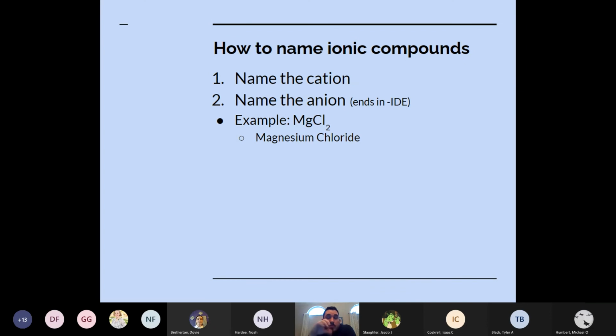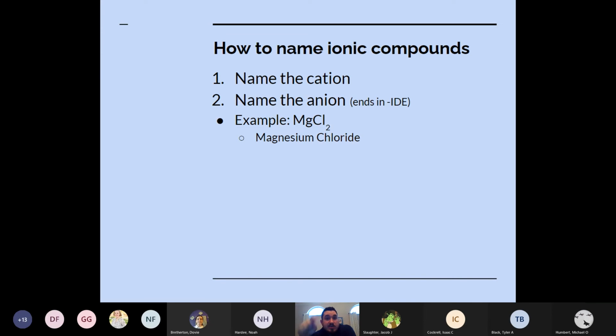Cation is going to be your metals. The metals are always going to be a positive ion. They're going to lose their electrons. That is what makes metals metals, the fact that they lose electrons. That is the definition of a metal. It loses electrons. Non-metals gain electrons, okay?